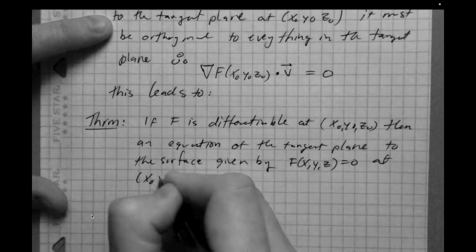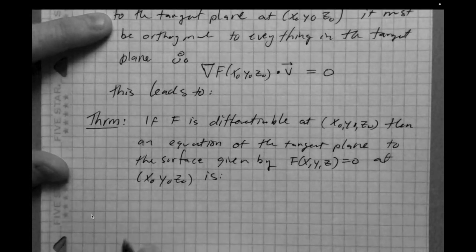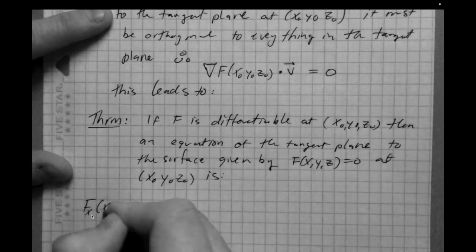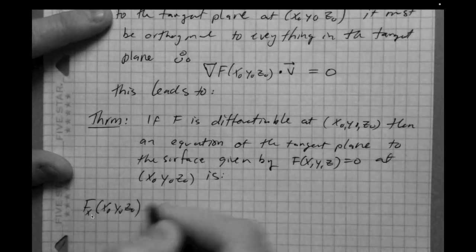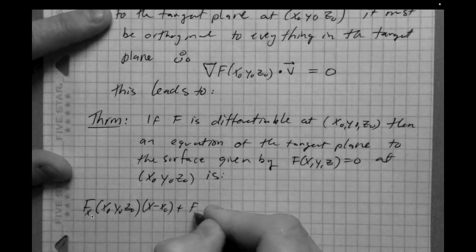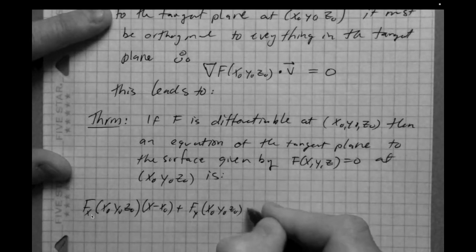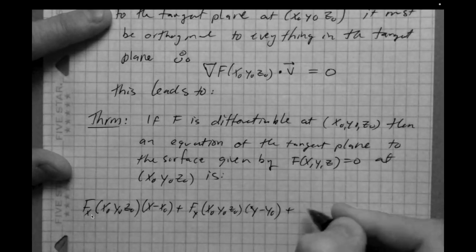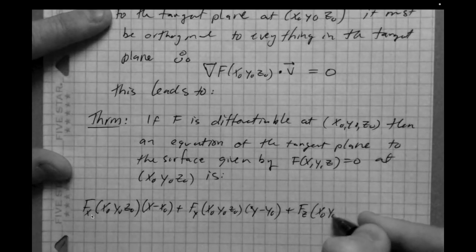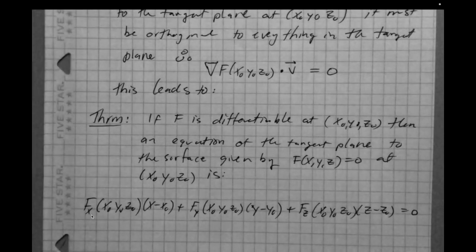at this particular point, x naught, y naught, z naught is, right, and so here's the form of the equation. It's just going to be the partial of f with respect to x evaluated at x naught, y naught, z naught times x minus x naught, plus the partial of f with respect to y evaluated at x naught, y naught, z naught times y minus y naught, and plus the partial with respect to z evaluated at x naught, y naught, z naught times z minus z naught equals 0. This will give you the equation.